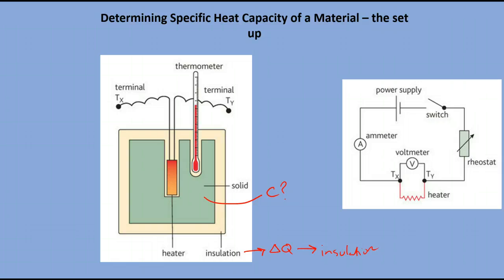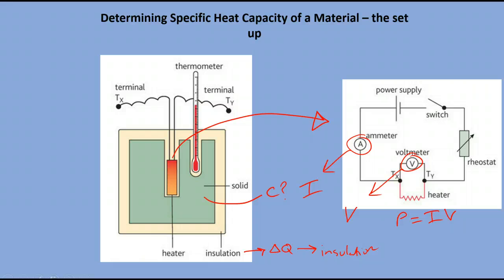We have our thermometer, and that heating element is connected up in such a way as to resemble the circuit diagram that we see on the right here. Now that means that I'm going to have a current from the ammeter, and I'm going to get a voltage from a voltmeter, so I can get a power for the heater, P equals IV.